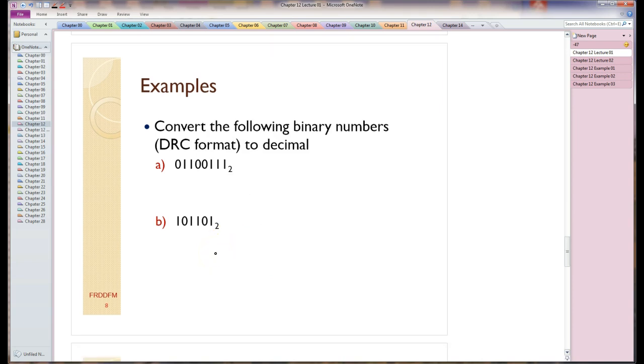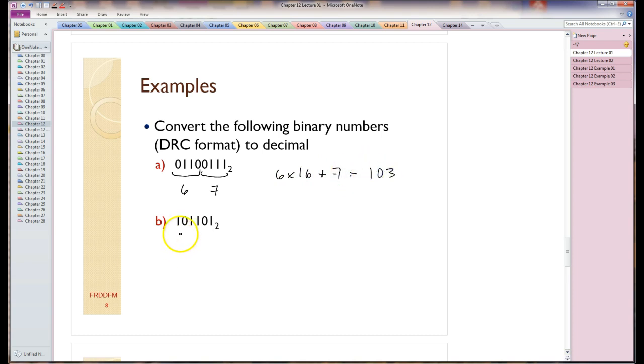Now the next example is I'm going to convert these numbers in DRC format into decimal. I'm still going to do the same group of 4s, hex to decimal conversion. I see that it's positive, so I'm just going to ignore that. So this is a 6, and this is a 7. You've seen this before. This is 6 times 16 plus 7 equals 103.